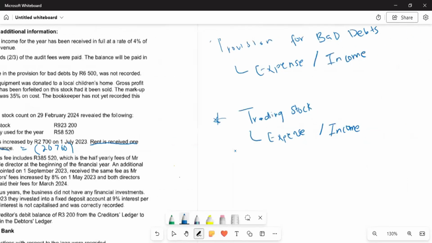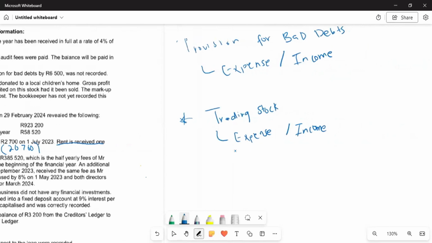Now, remember, with provision for bad debts, this is the money you set aside in case some of your debtors don't pay you, right? So if this money that you have set aside has increased, this is a bad thing because now you are expecting more people not to pay you. As a result, an increase in provision for bad debts would always be an expense. Now, when this provision for bad debts decreases from last year, this simply means that now you are expecting fewer people not to pay you, which is a good thing. Hence, whenever a decrease in provision for bad debts occurs, we would recognize it as an income.